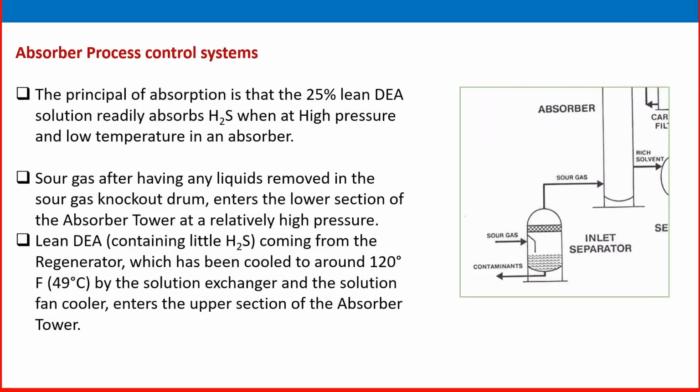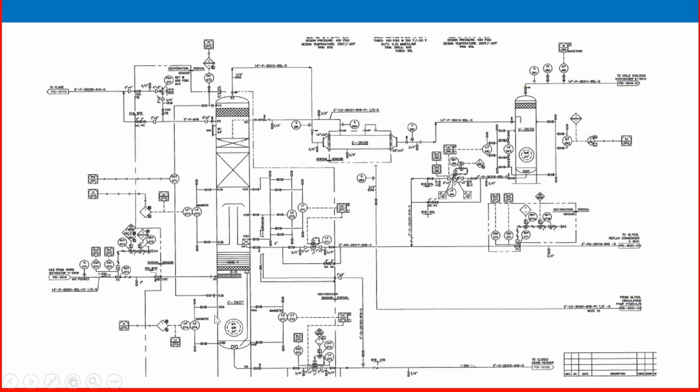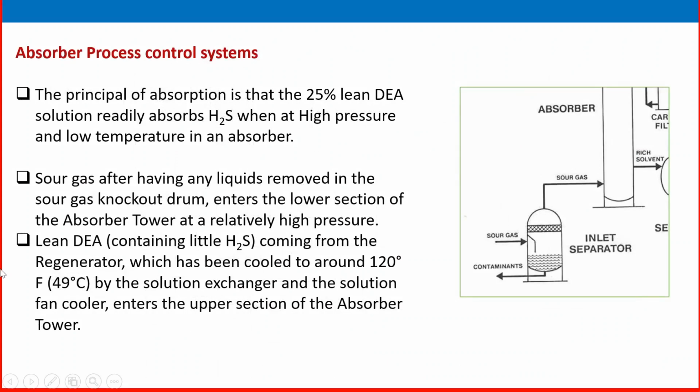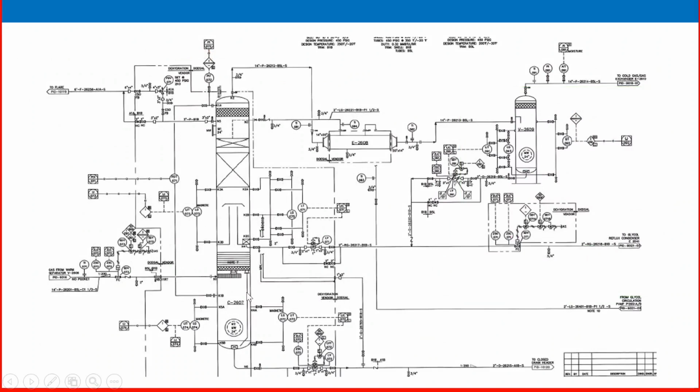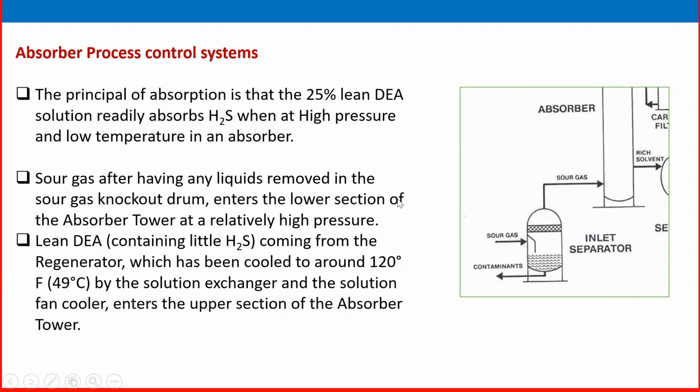So, absorber process control system. The principle of absorption, we have discussed that one. Absorption is that the 25% lean DEA solution readily absorbs H2S at high pressure and low temperature in the absorber. That is what we see here, this one, the absorber. The sour gas, after having any liquids removed in the sour gas knockout drum, that is here in this area, enters the lower section of the absorber tower at a relatively high pressure.